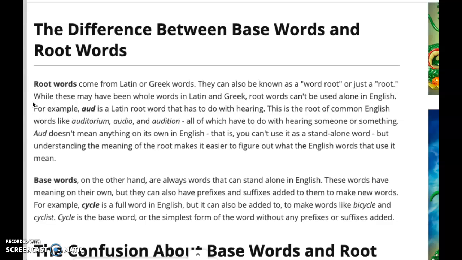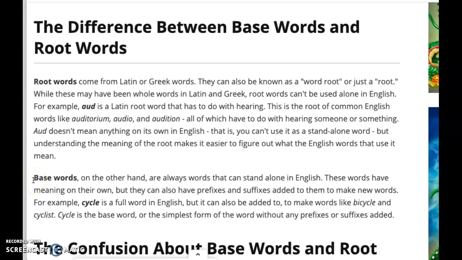For example, aud, A-U-D, is a Latin root word that has to do with hearing. This is the root of common English words like auditorium, audio, and audition, all of which have to do with hearing someone or something. AUD doesn't mean anything on its own in English. That is, you can't use it as a standalone word. But understanding the meaning of the root makes it easier to figure out what the English words that use it mean.